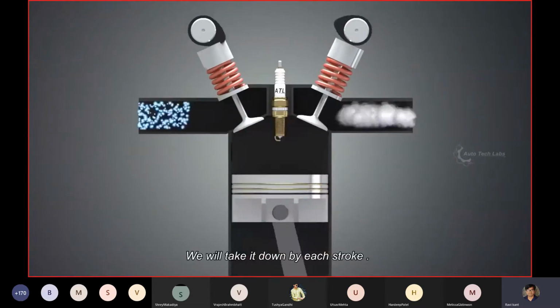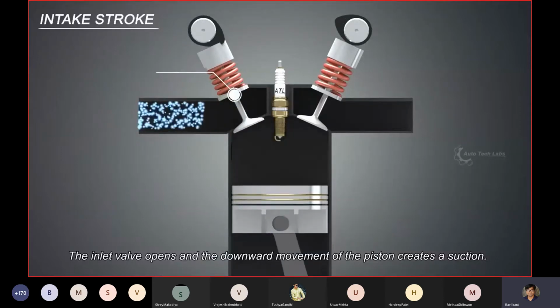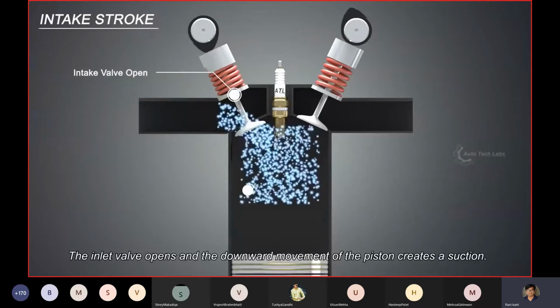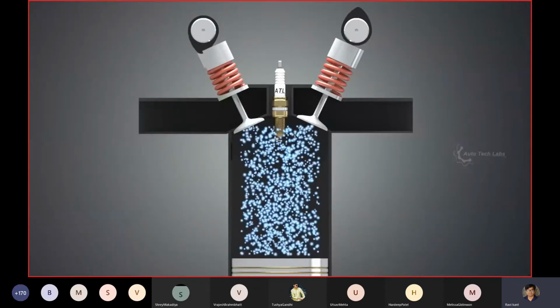We will take it down by each stroke. The intake stroke. The inlet valve opens and the downward movement of the piston creates a suction. This pulls the air-fuel mixture into the cylinder.